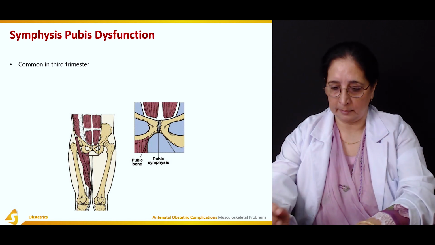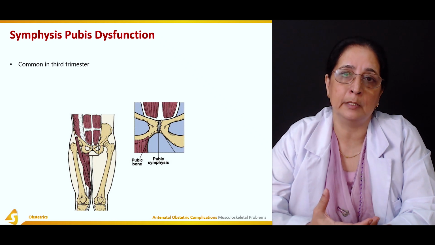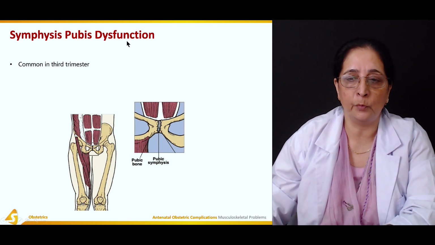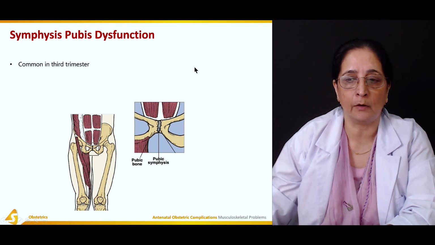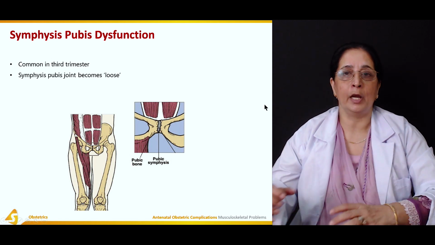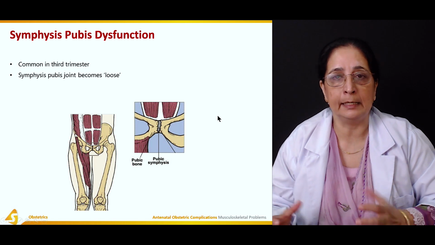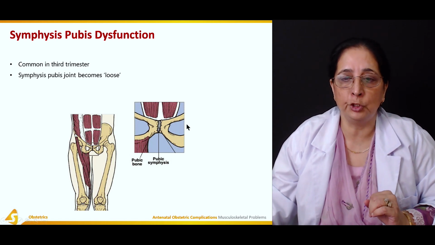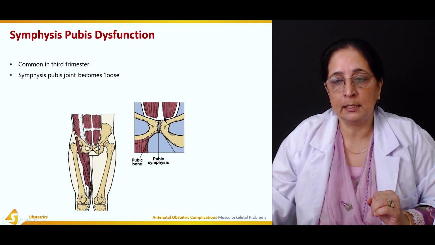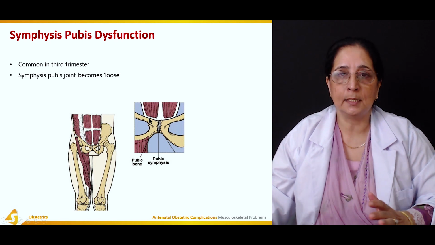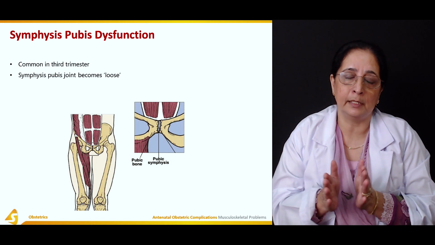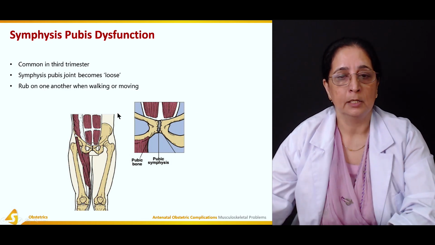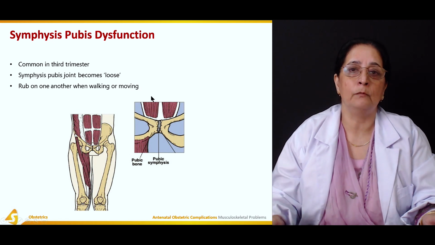In the 3rd trimester it's very common because now the uterus is big, the baby is growing, and increased pressure on all these areas leads to symphysis pubic dysfunction. So it's common in the 3rd trimester of pregnancy, and the joint becomes loose. The stretching of the ligaments and pressure on different structures cause the loosening of the joint. This is the symphysis pubis, and there is loosening of this joint. As a result, the two pubic bones rub against each other, and walking becomes very uncomfortable. So the pubic bones rub on one another when walking or moving.